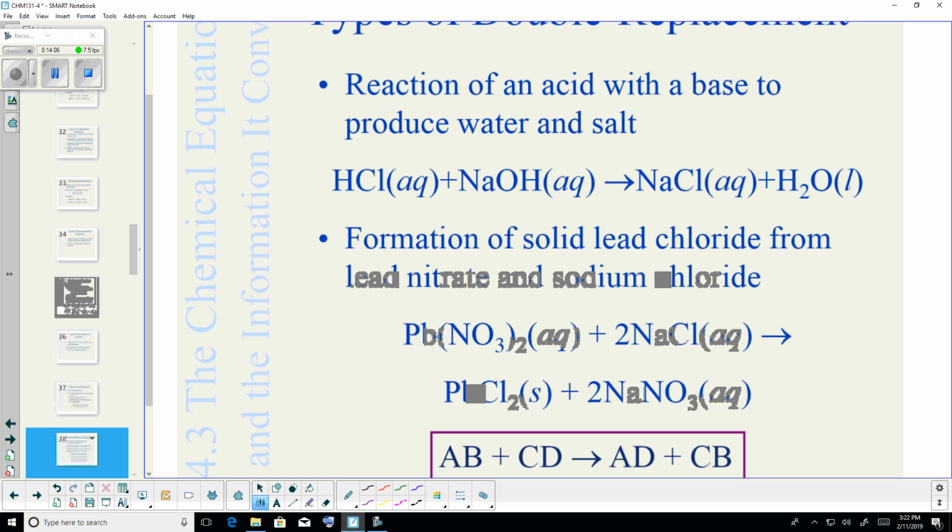Pb(NO3)2, the Pb goes with the Cl, so we get PbCl2. The Na goes with the NO3. So here we have, this is in solution, this is in solution. We do the reaction, we see a precipitate. In this case, it's bright yellow. And sodium nitrate stays in solution.